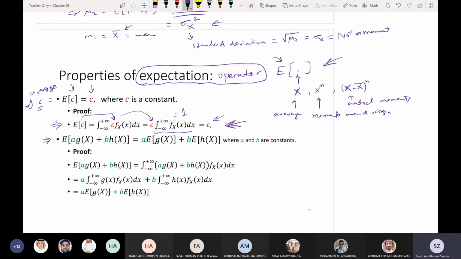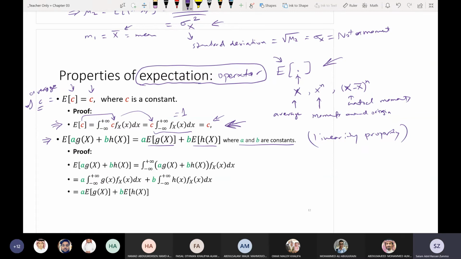So the expected value of a constant a multiplied by g of x, a function of x, plus b, another constant, multiplied by h of x. So a and b are constants, and g of x and h of x are two functions of the random variable x. Now this is equal to a multiplied by E of g of x plus b multiplied by E of h of x. And this is called the linearity property.